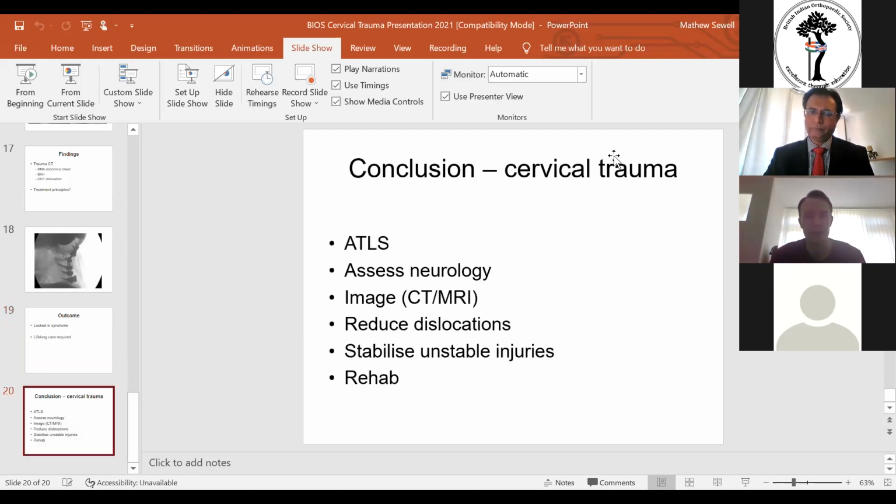So conclusion, cervical trauma. Remember this slide. 1, ATLS, manage hypoxia and hypotension. 2, assess neurology. 3, image with a CT and MR. 4, reduce dislocations. 5, stabilize unstable injuries. 6, rehab. I've added a final one in. Any trauma that you see of any spinal bone from the head down to the sacrum that you are unsure about the management of, detail this. That's all you need to remember. And you will be able to talk for 10 minutes competently, like a consultant, to pass that Viva station. Thank you, guys.